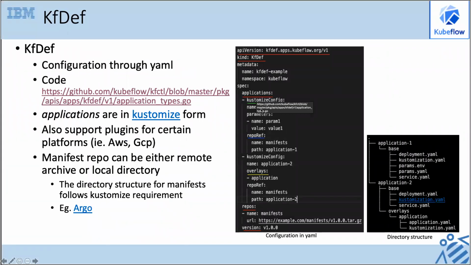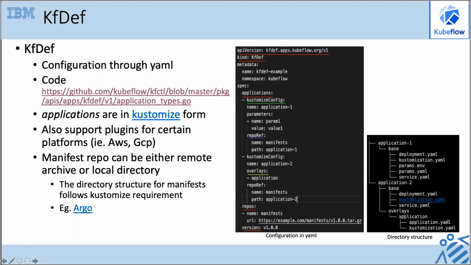Here I define two applications, application 1 and application 2. For application 1, you can pass in some parameters. For application 2, you can also specify some overlays, which are based on top of the basic resource definitions, and you can have your own application layer on top of it. The directory structure is something like this. In the manifest, you can see there's application 1 with a base. In application 2, there's a base, and there are also overlays of the application.